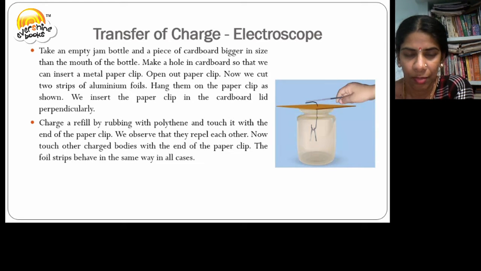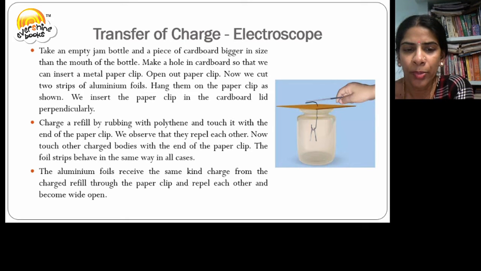What you observe is that the strips repel each other. Now, touch other charged bodies with the end of the paper clip. The foil strips behave in the same way in all cases. The aluminum foil receives the same kind of charge from the charged refill and hence the strips begin to repel each other and become wide open. This device, which helps to detect the charge, is known as an electroscope.